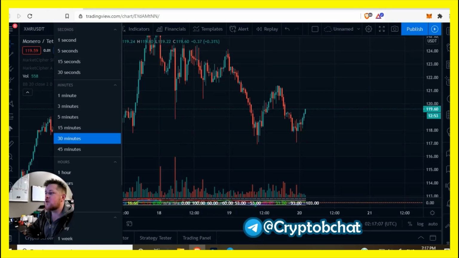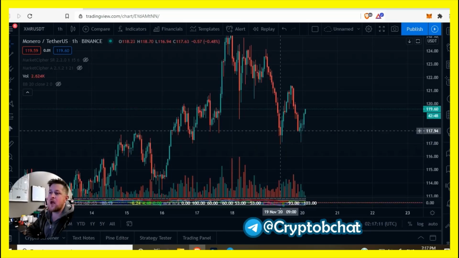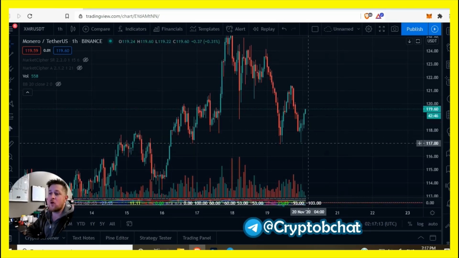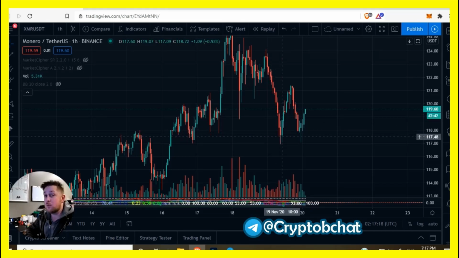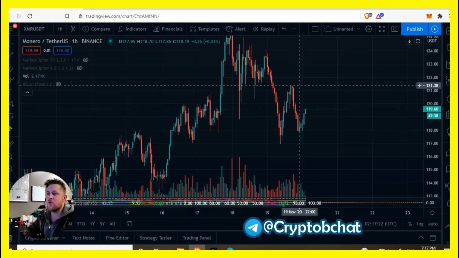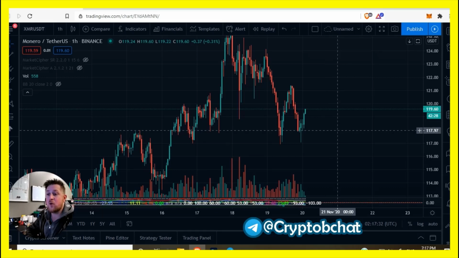And then you move into your hourly, guys. This is your hourly candle, and this is what you use for your longer term trades. As you can see, we had a big dip, but what goes down most of the time must come up. You got her. And then it hit resistance here at about 121.38, and then it came right back down to form a double bottom. Now, this isn't to say, guys, that this XMR can't come back down to the 117 level.